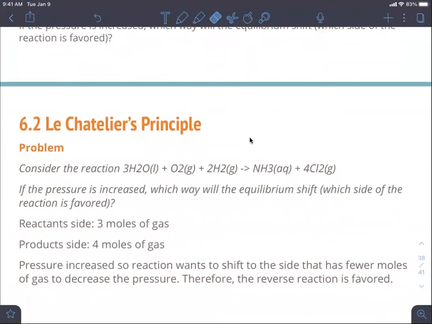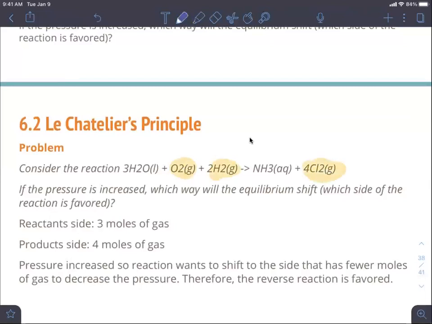Yes, you are right. So as I was saying before, the increase in pressure only affects gaseous species. So what that means is that we just have to look at the amount of gas on each side. On the reactant side, there's 3 moles of gas. You can see it here and here. On the product side, there's 4 moles of gas right here.